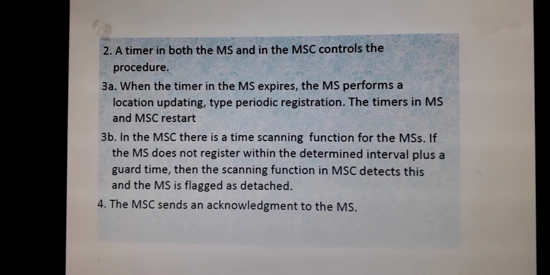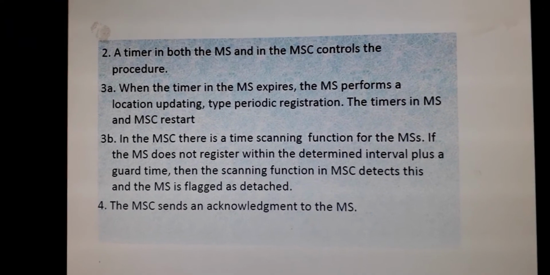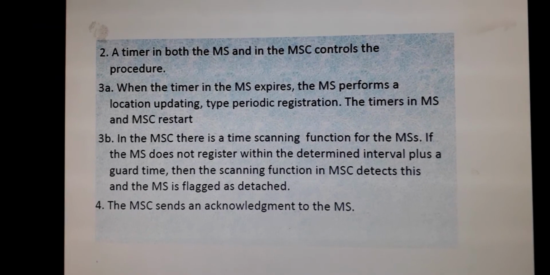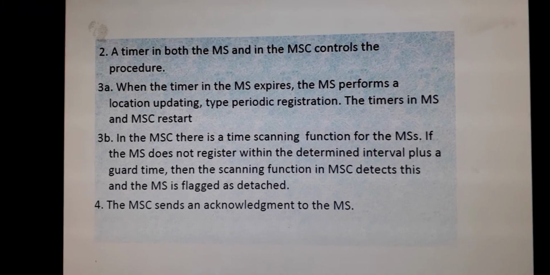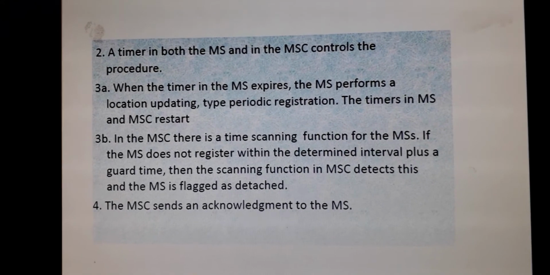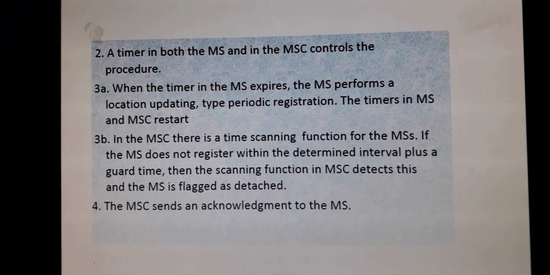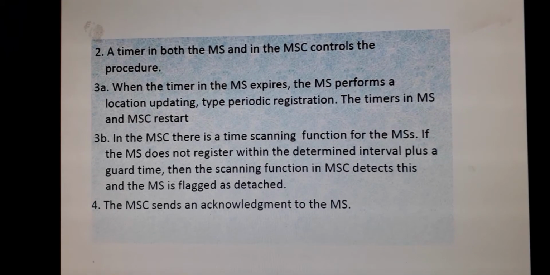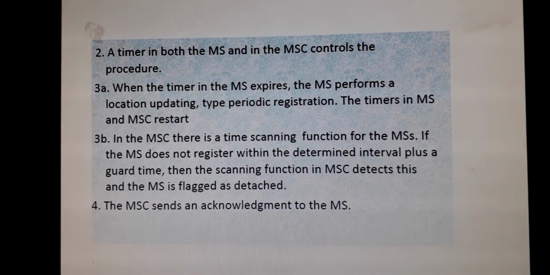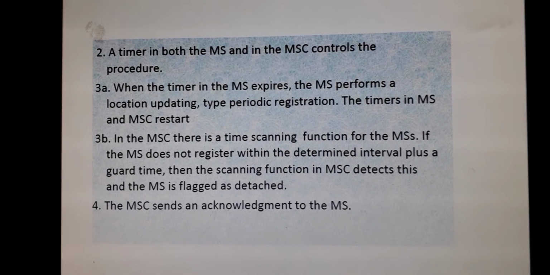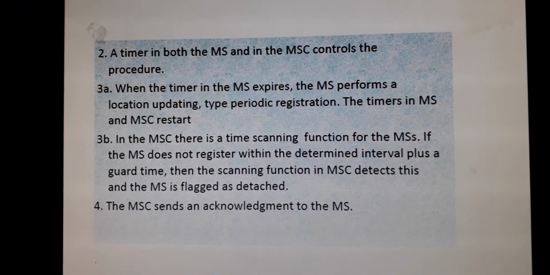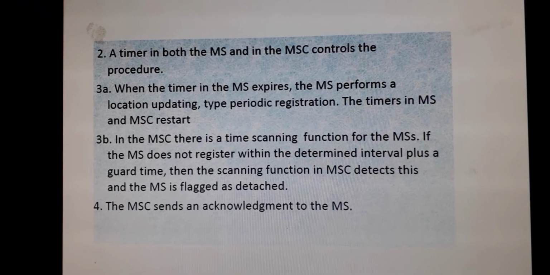Timers are present in both MSC and MS, which control them. When the timer in the mobile station expires, the MS performs location updating. That is the periodic registration type. The timers in the MS and MSC restart. The MSC is therefore put in a time scanning mode, and if the MS does not register within that period, then after the interval plus guard time, the scanning function of the MSC detects that the MS is now in detached state. That means it is in switch off state.